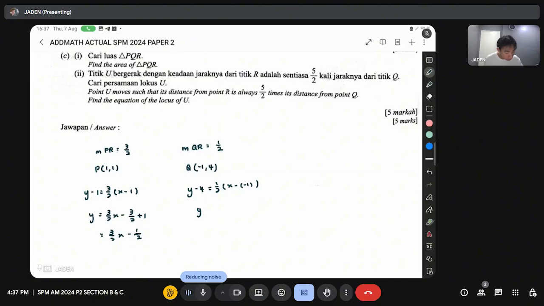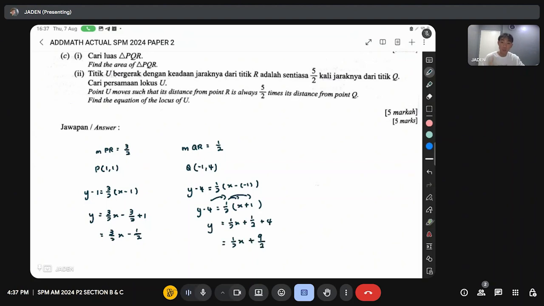We end up with this negative 1 over 2. And then y minus 4 equal to 1 over 2, this is x plus 1. Expand this out, you get 1 over 2x plus 1 over 2. And you want to move this to the right, plus 4. So 1 over 2x plus 9 over 2.